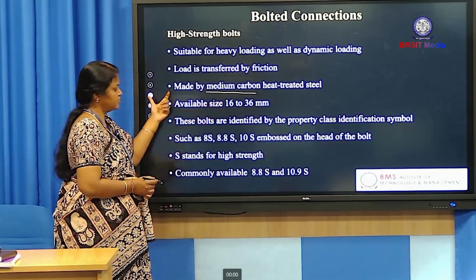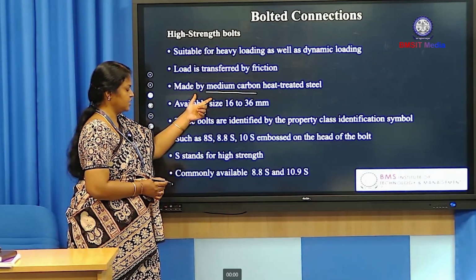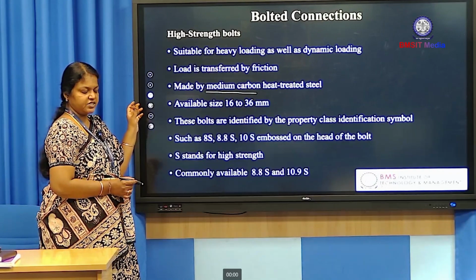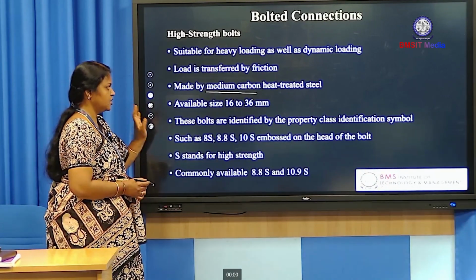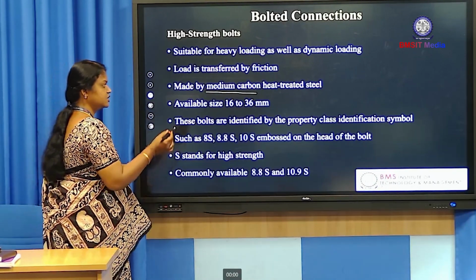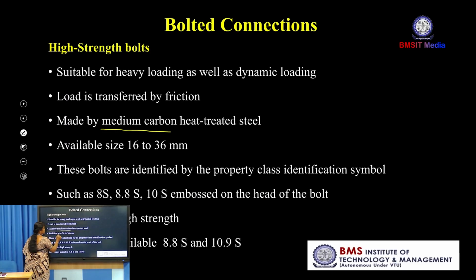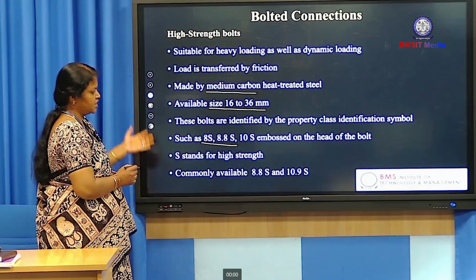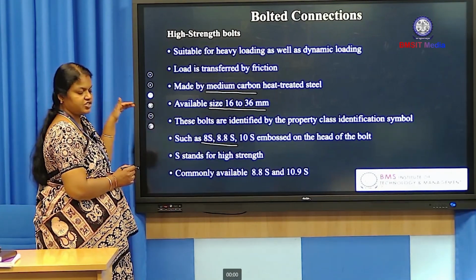So, compared to the previous one, the carbon content is more here. In the previous one, that bolted connection, that unfinished bolt is made only of mild steel, that is low carbon steel. So, the available size is 16 to 36 mm. Here, this is designated by 8S, 8.8S and 10S. This symbol is embossed on the head of the bolt. We can easily identify it. So, this comes under the high strength friction grip bolt.